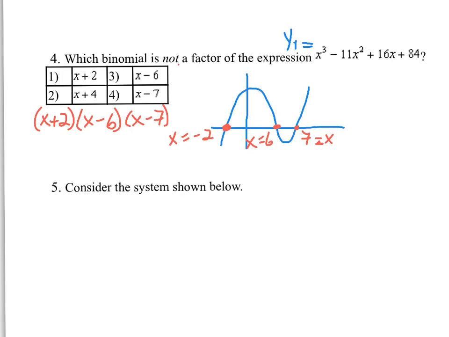Now, if you read the question, it says which one is not a factor. Well, this one is, this one is, and this one is. So it's choice 2.